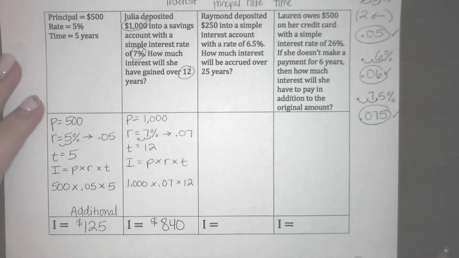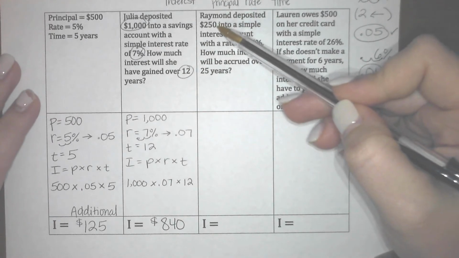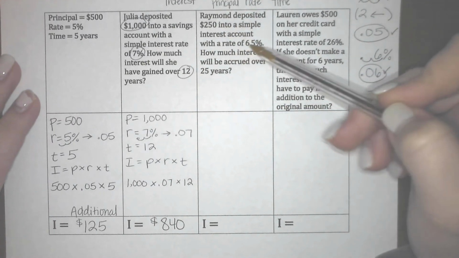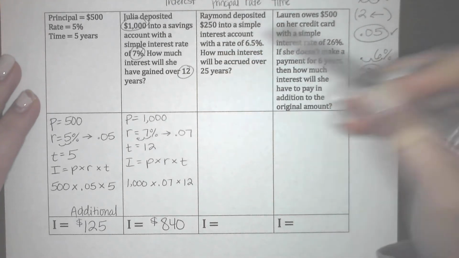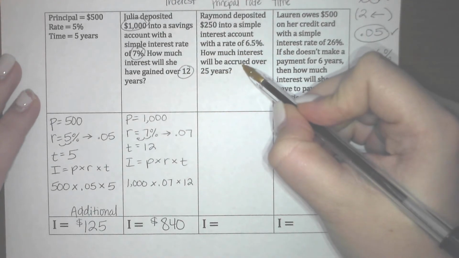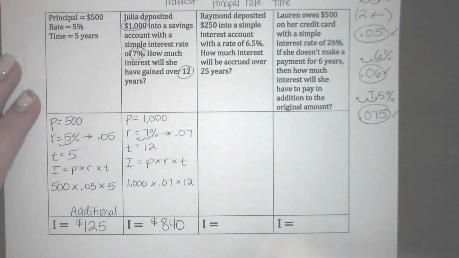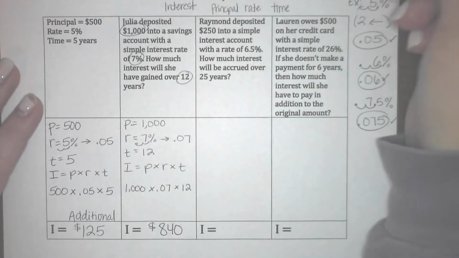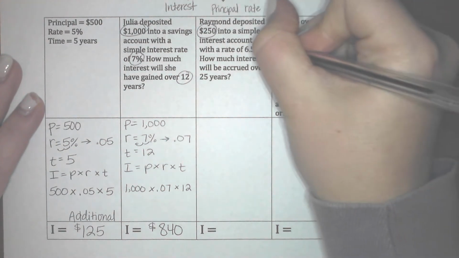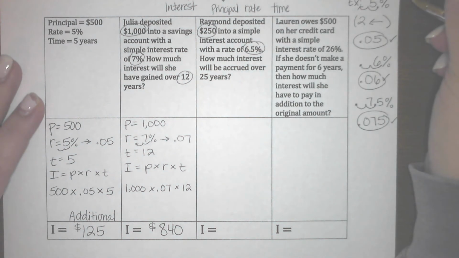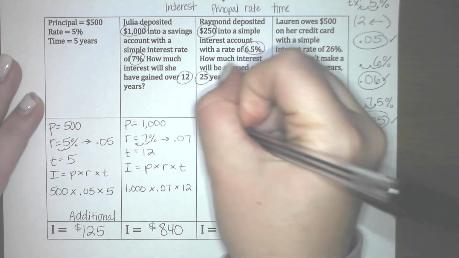All right, next one. Raymond deposited $250 into a simple interest account with a rate of 6.5%. How much interest will be accrued over 25 years? Now, accrued just means gained. It means how much interest is she earning over 25 years. So, important things. We have $250 deposit, a rate of 6.5%, and a time of 25 years. So, P is $250.